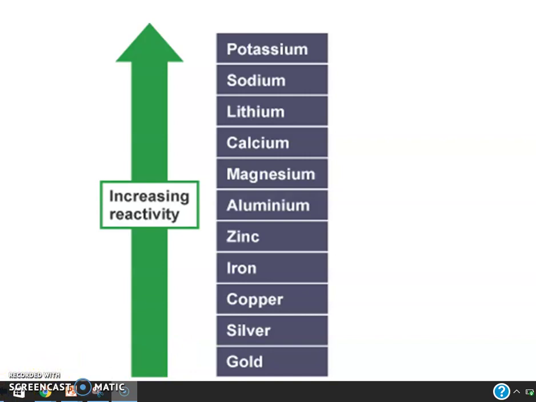Okay, now we're going to look into how to remember the order of this arrangement. How are we supposed to know which comes first? Are we supposed to memorize? Is it possible for our students to memorize and remember it during exams? No. So now let's look into how to remember the arrangement of these metals in the reactivity series.